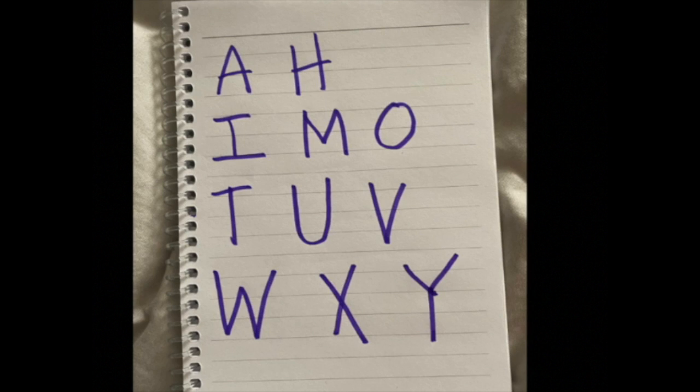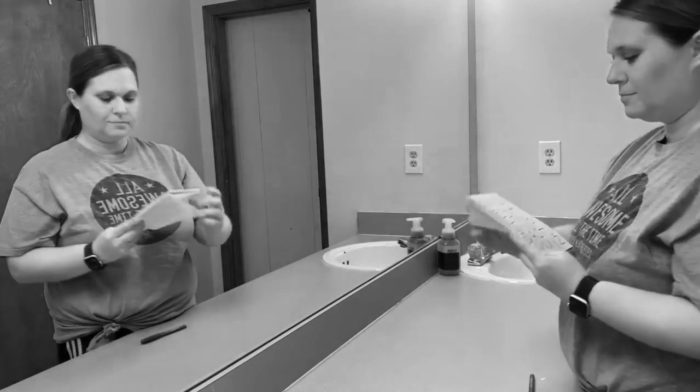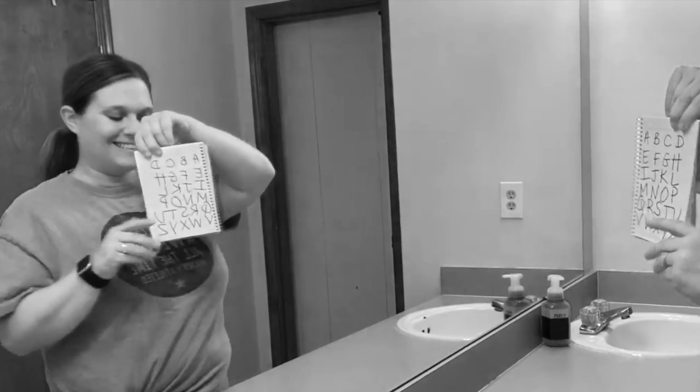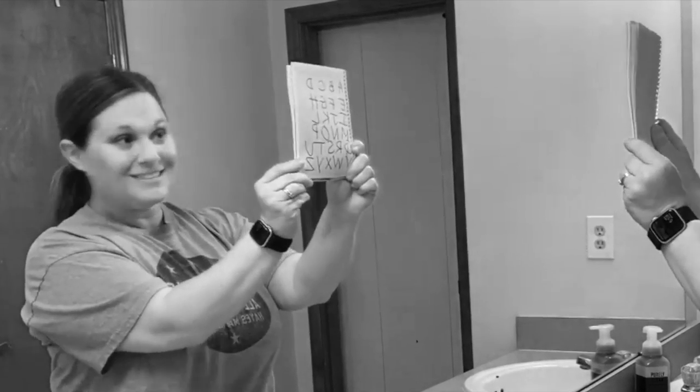So what do they all have in common? Well, those letters are all symmetrical. So they are the same on one side as the other. So if we were to fold each one of those in half, they would look exactly the same on either side. So in the mirror, they appear correct.